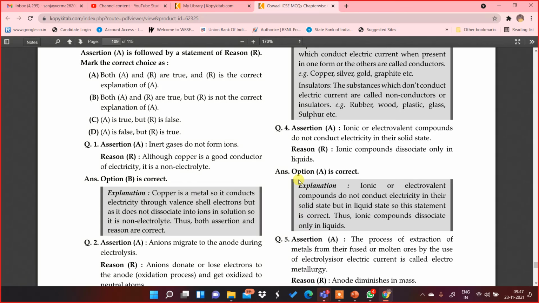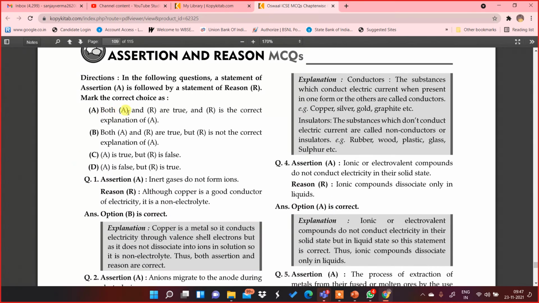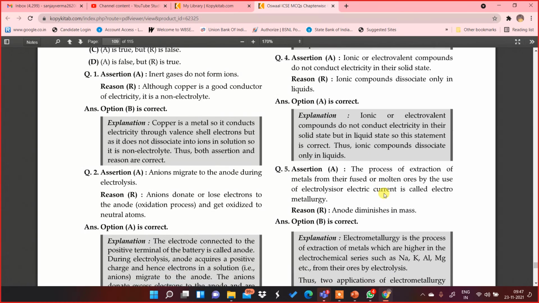That's why they have chosen option A, where both A and R are true, and R is the correct explanation for A. So that is question number 4. Okay, now we move to the next question.